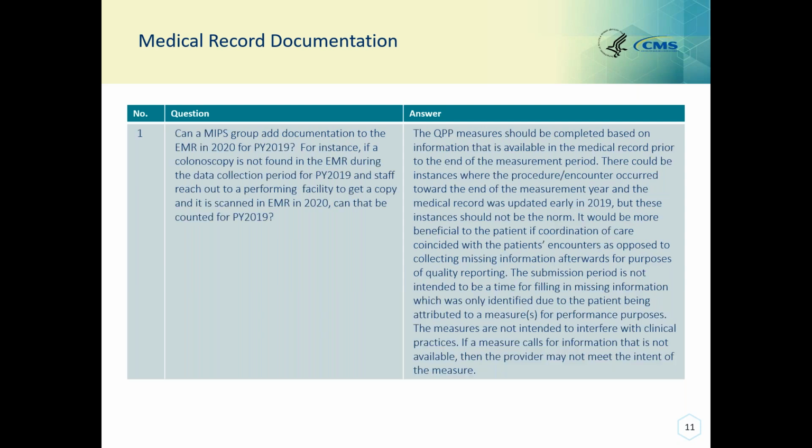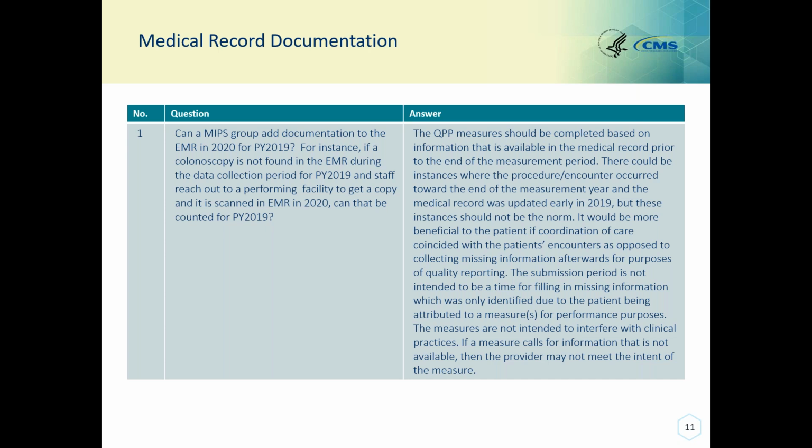The question here is, can a MIPS group add documentation to the EMR in 2020 for performance year 2019? For instance, if a colonoscopy is not found in the EMR during the data collection period for performance year 2019, and staff reach out to a performing facility to get a copy and it is scanned in the EMR in 2020, can that be counted for performance year 2019? The answer is, the QPP measures should be completed based on information that is available in the medical record prior to the end of the measurement period.